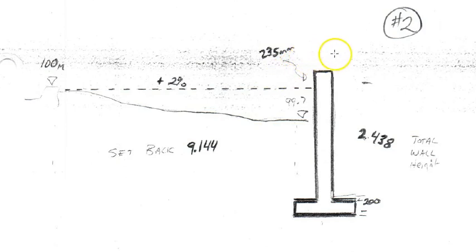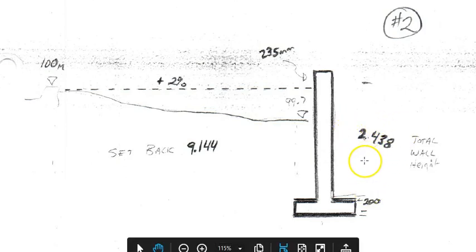So we're going to get our elevation at the top of the wall with those calculations, and then we're going to subtract the wall height, which is here. These are all in meters or millimeters, and we're going to subtract the footing thickness. So we'll start with that.